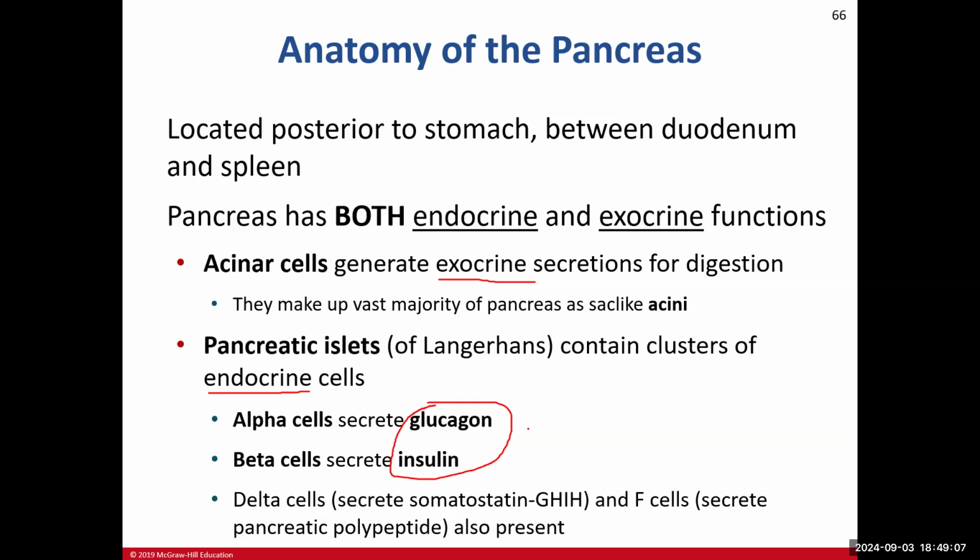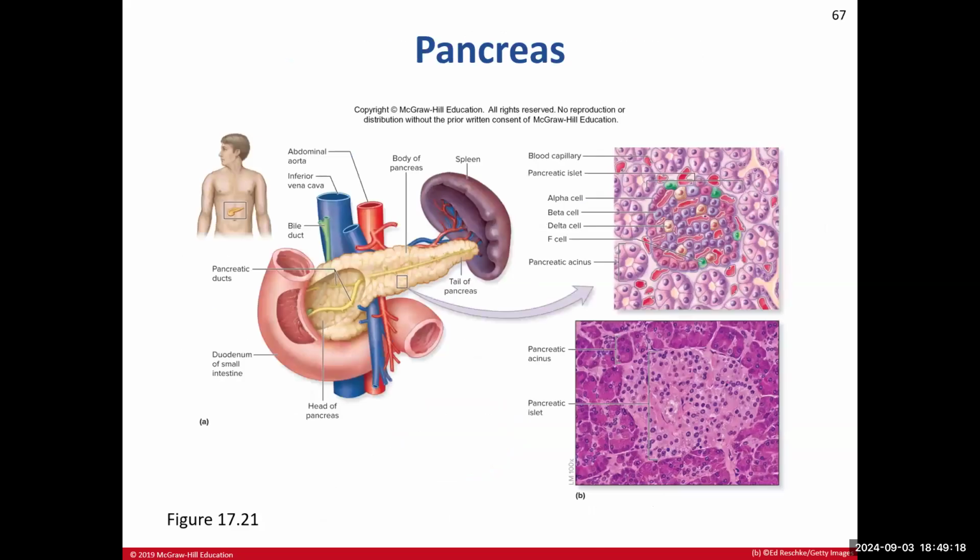And then we have our delta cells that have our somatostatin, and then the F cells, which have a polypeptide secretion. Again, I'm not going to be concerned too much about that. All right, so here you can see the spleen and the duodenum, and the pancreas sits right in between that.